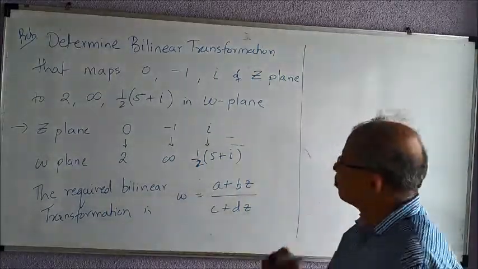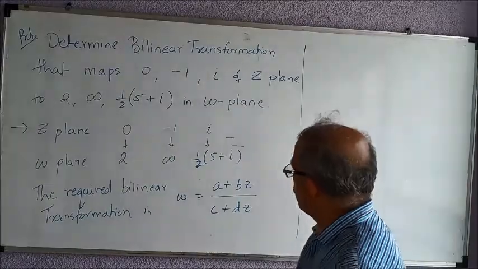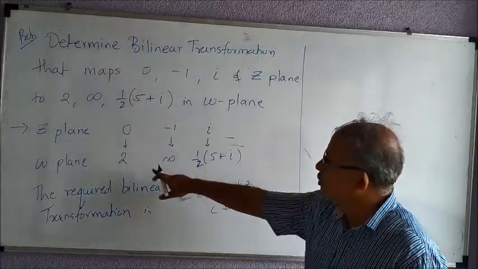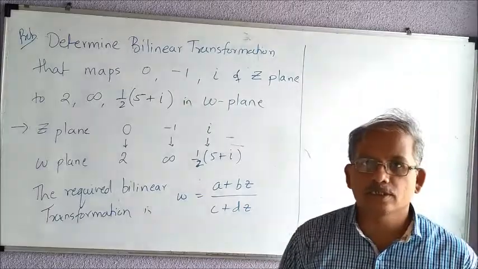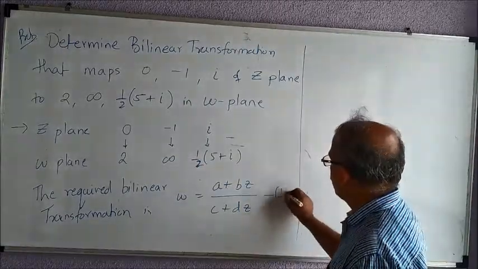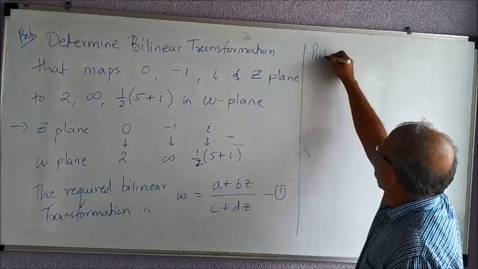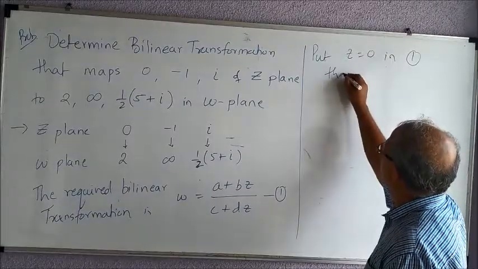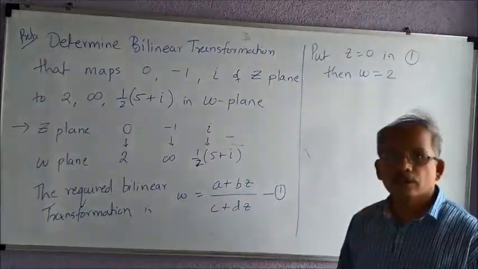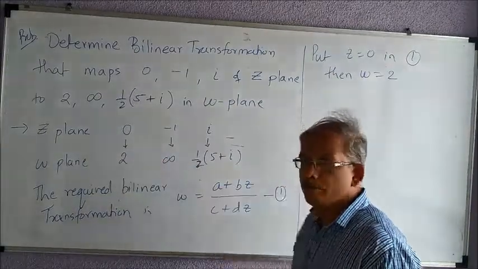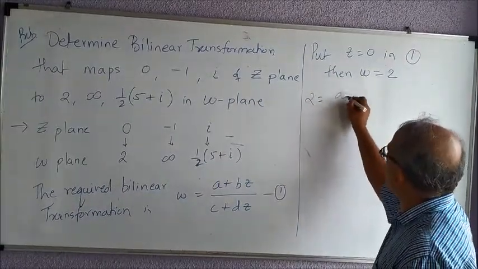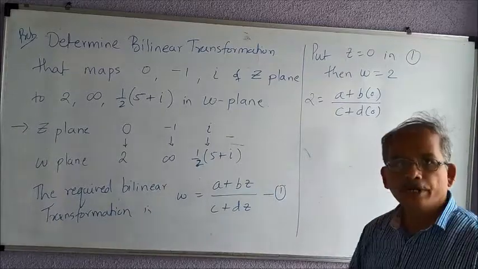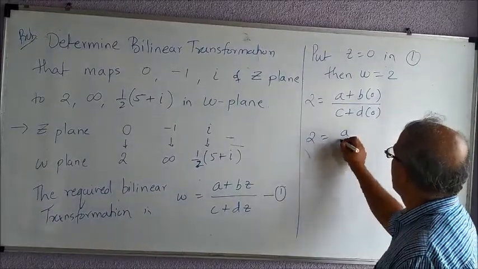Okay, now how we will solve this problem? See, when I put Z equal to 0, here I am getting W as 2. So this gives me a relation, which I call 1. Now put Z equal to 0 in 1. W equal to 2, so this is given to us. When you put Z equal to 0, W will be 2. So 2 equal to (A plus B into 0) upon (C plus D into 0). Right? So we are having 2 equal to A by C.